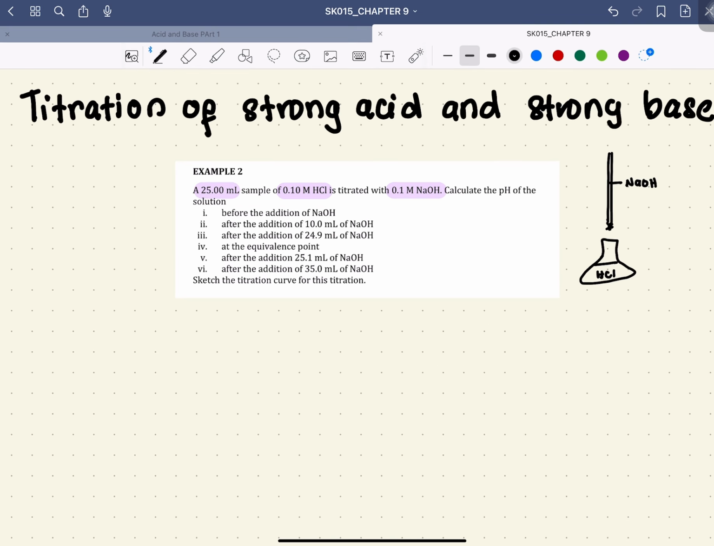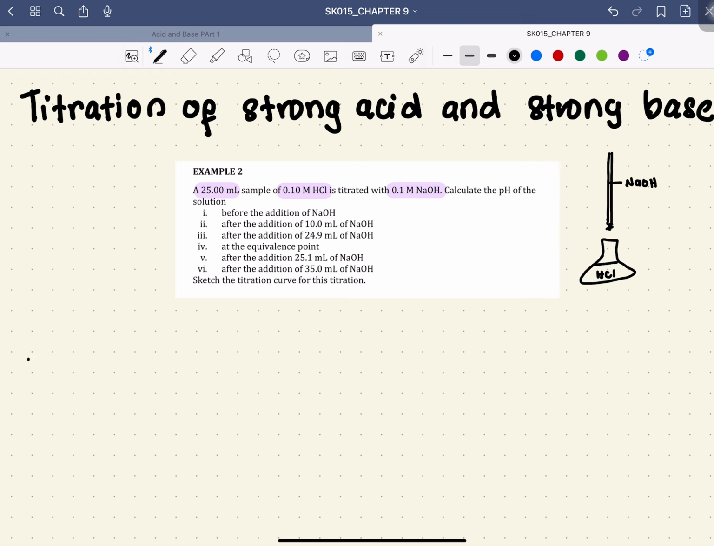Of course, when you do a titration, when the indicator changes color, it means that you are reaching the equivalence point. But before it changed color, before it reached the equivalence point, of course, titration still happens. So let's take a look at this question.